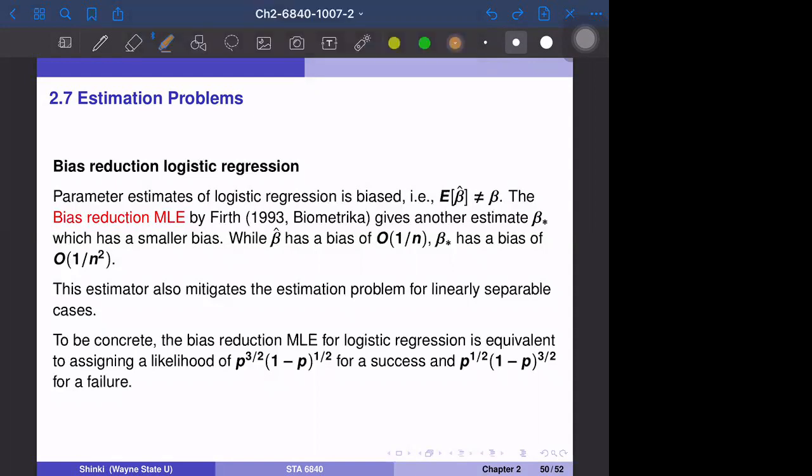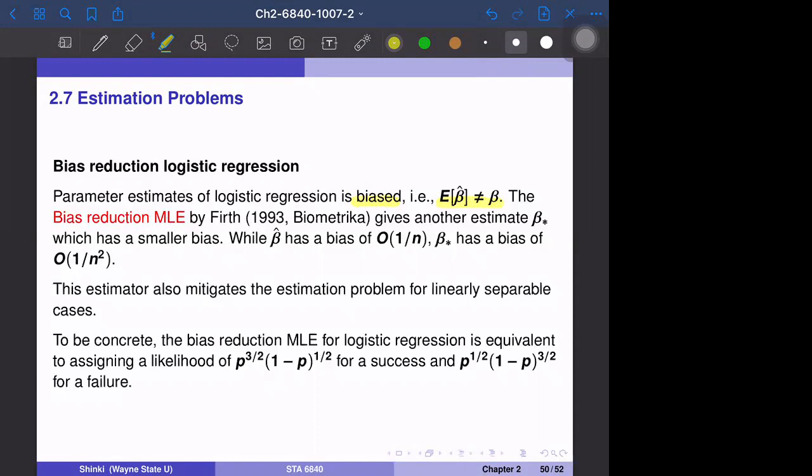Hi, now we discuss bias reduction logistic regression. This is a method to solve the problem when data are linearly separable. The estimates of logistic regression are biased. That is, the expectation of beta hat is not equal to beta.